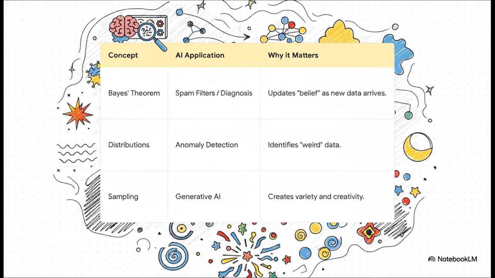So when you put it all together, you can see how these concepts are the building blocks for incredible features. Bayes' theorem? That's what lets your spam filter learn and get smarter. Those probability distributions, that's how a system on a factory floor spots a weird vibration that doesn't fit the pattern. And sampling from those distributions, that's the secret sauce that gives generative AI its creative spark.